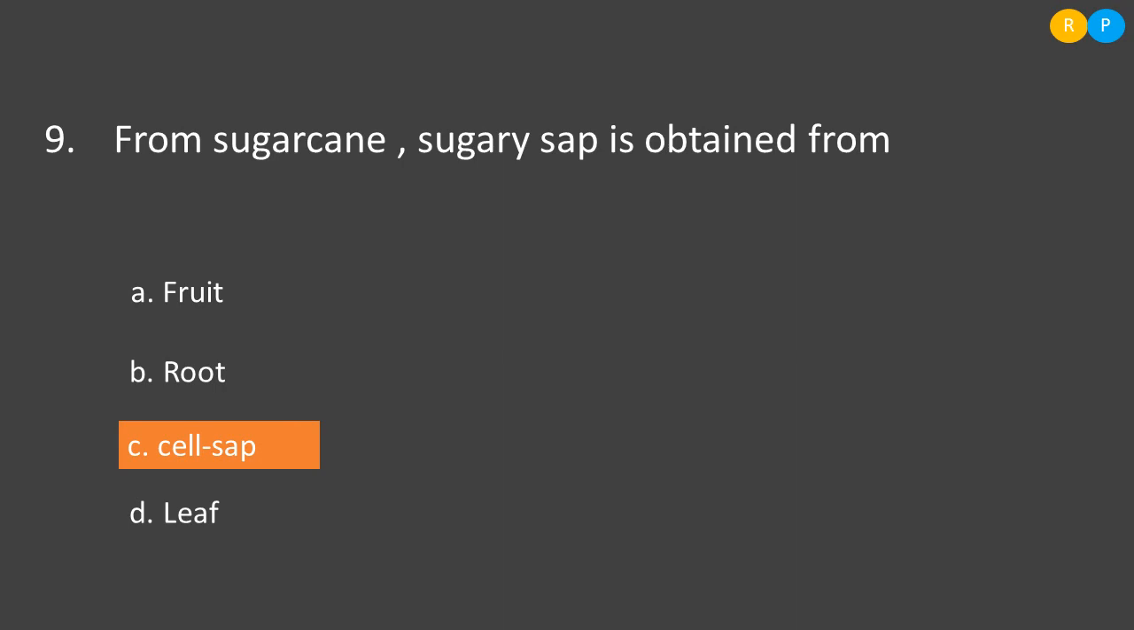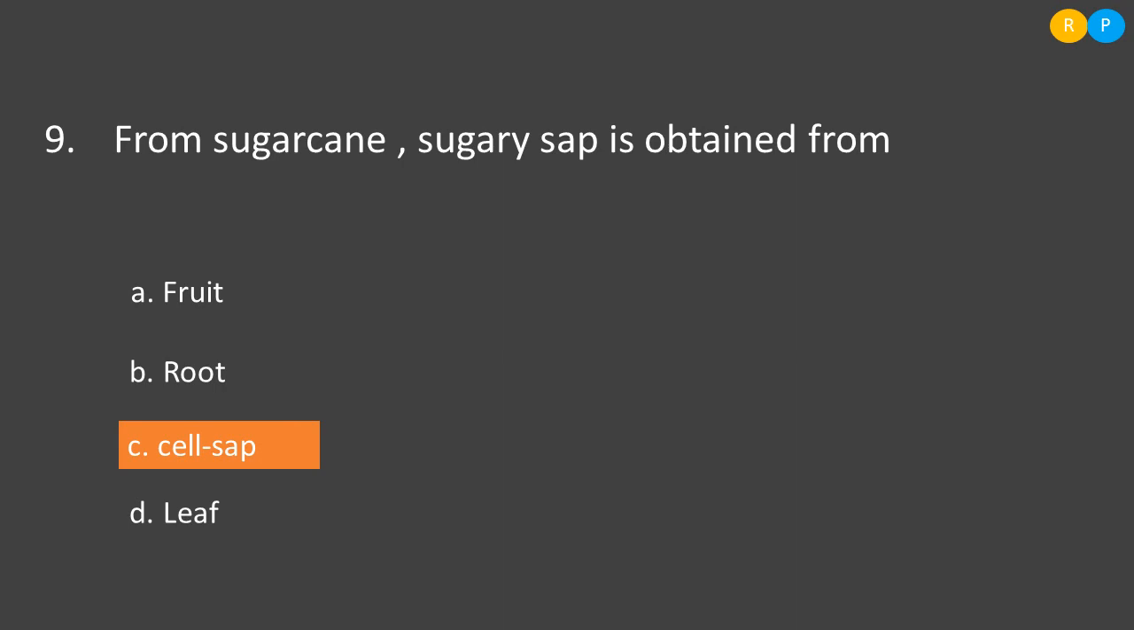So let us look into option A, fruit. Fruit is not present in the stem region. Clear, right? So this is not the answer. Option B, root. They are not actually using the root for the extraction of sugary sap. Then option C, cell sap. What is meant by cell sap? Cell sap is nothing but a fluid content present in the cell.